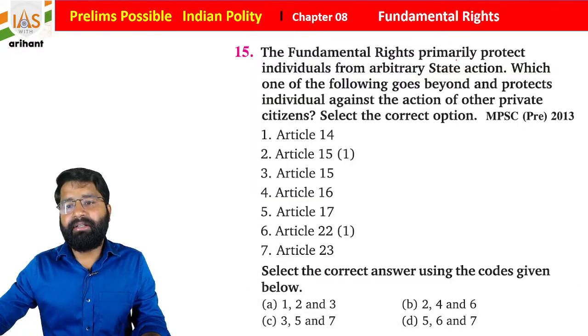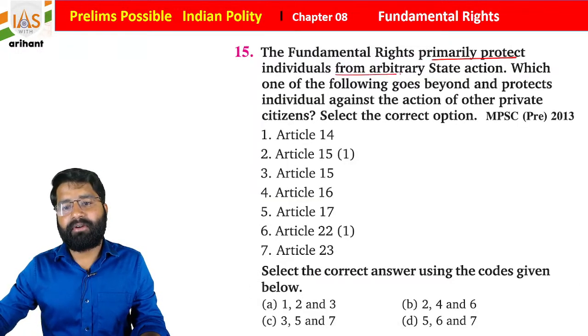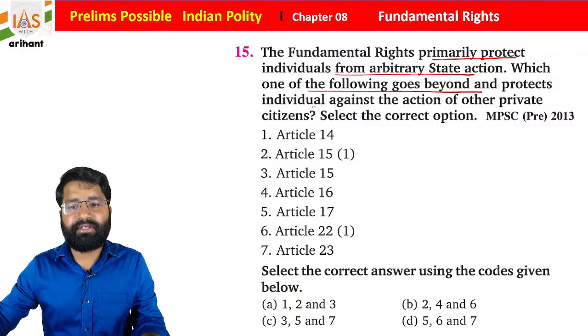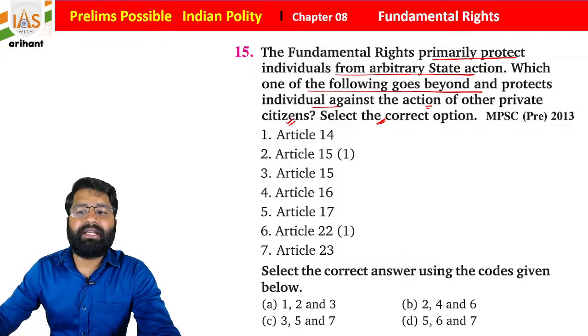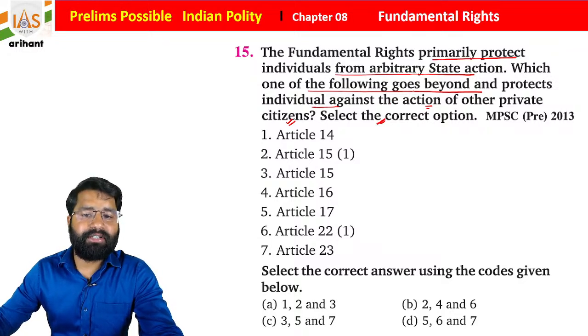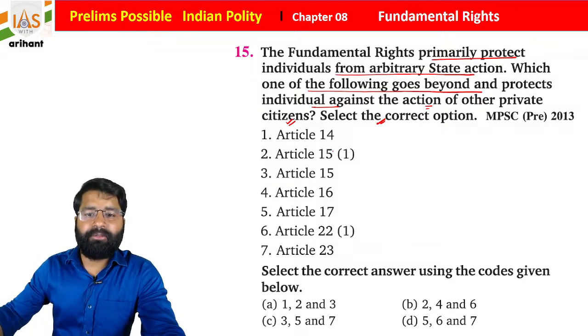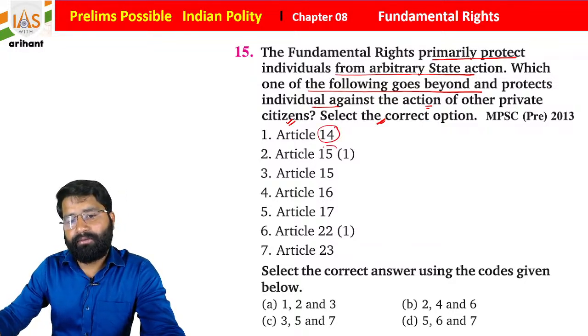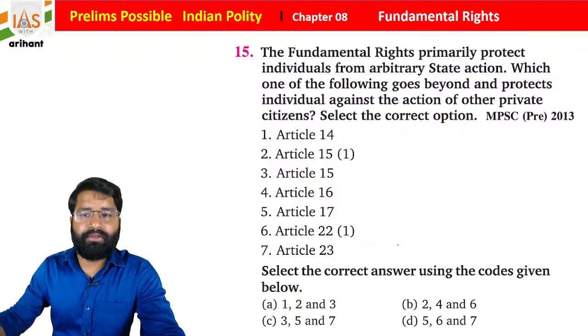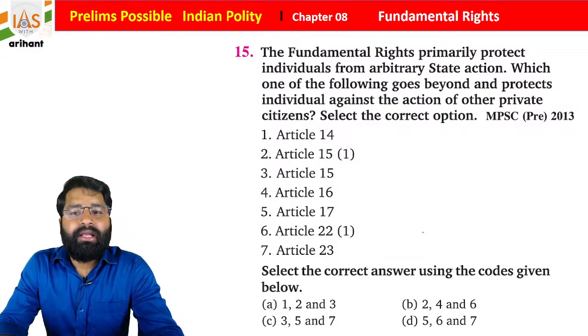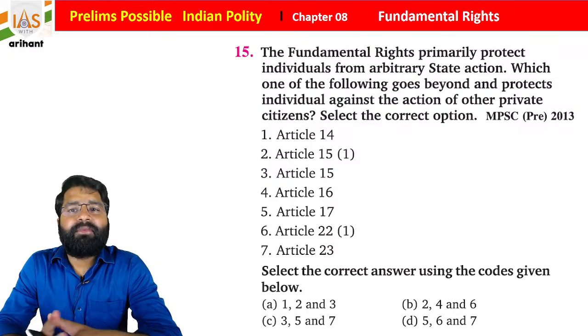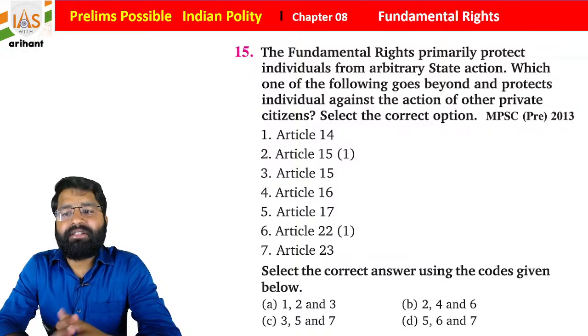Now, fundamental rights primarily protect individuals from arbitrary state action. Which one of the following goes beyond and protects individuals against the action of other private citizens? Select the correct answer. This question was asked in MPPSC 2013. Okay, just opt for the right answer. Article 14, 15 clause 1, 15, 16, 17, 21 clause 1 and 23. So it is basically protecting from the arbitrary action of the state.